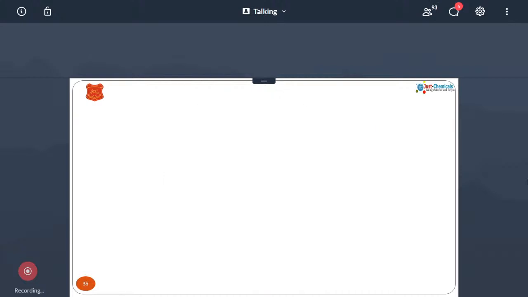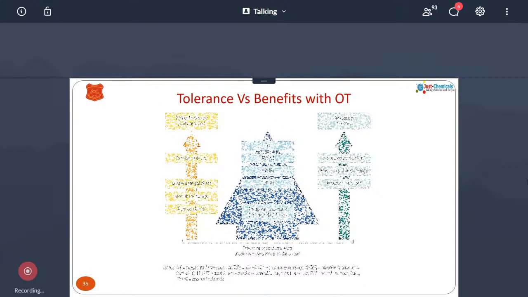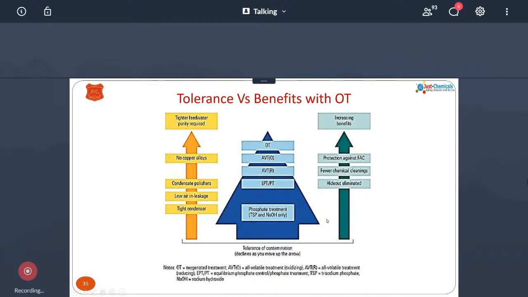And this is the tolerance and benefit between oxidative treatment, OT, and conventional treatment. You see the benefits increasing from phosphate treatment, TSP and NaOH only, or equilibrium phosphate treatment, then EVTR came where ammonia and hydrazine were only dosed and there was no phosphate. Then AVT-O, where only ammonia is dosed and nothing else. And then comes OT, where a bit of ammonia plus oxygen is being dosed. And this is how the feed water conditions became tighter.